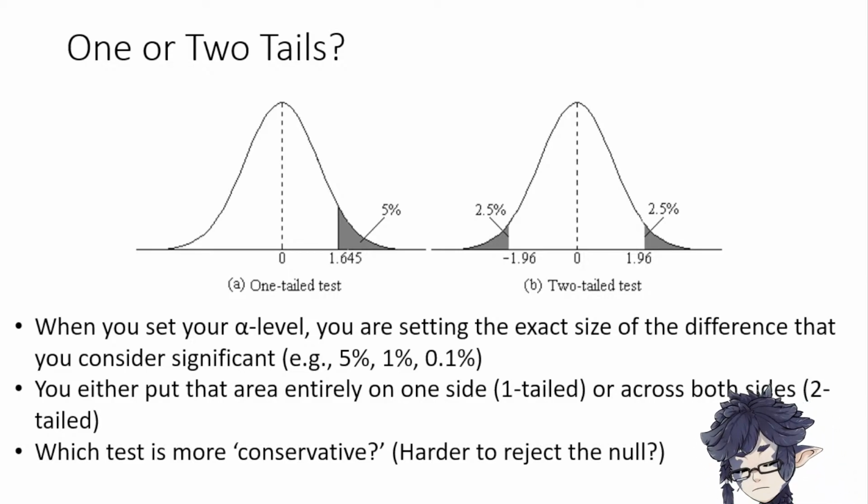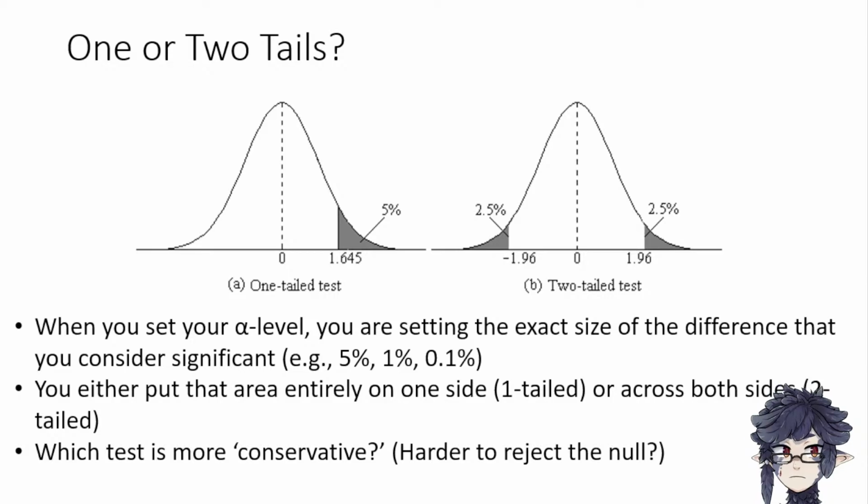Now, there's a concept I kind of alluded to, but haven't really named. There's this thing in statistics called a conservative test. Conservative means that it's harder to reject the null. What this means is you're being more cautious about rejecting the null. You're being more careful about whether you reject the null or not. Now, theoretically, both of these tests have an equal probability of rejecting the null, if the null's true. Theoretically.